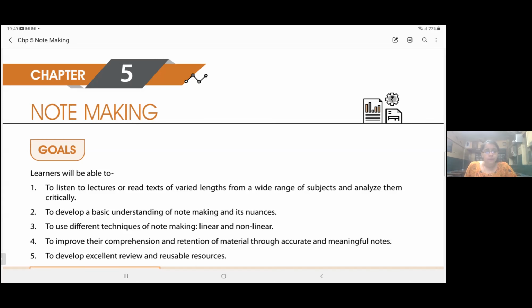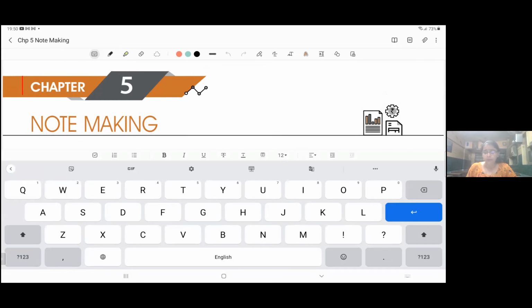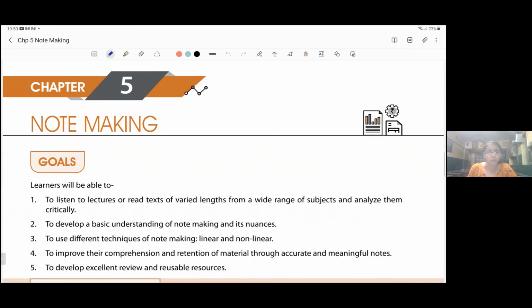We are starting with the 5th chapter. This is the writing skill that you all are having again, that is note making. In note making, you all have already done it in 12th, but you have done only one type of note making. There are two types of note making, that is linear and non-linear note making.